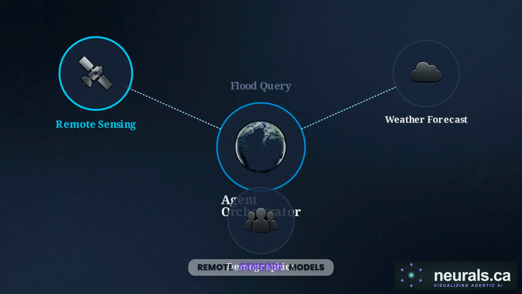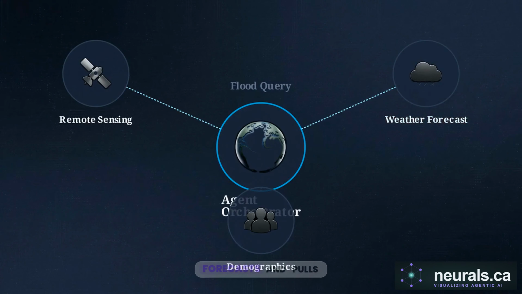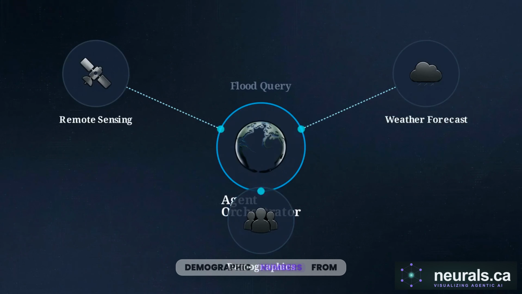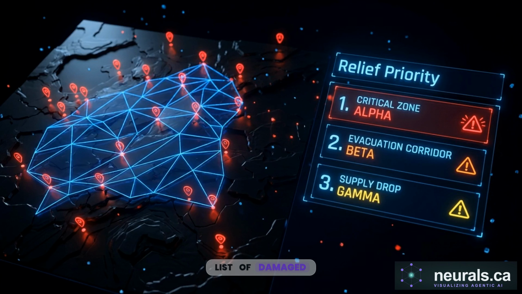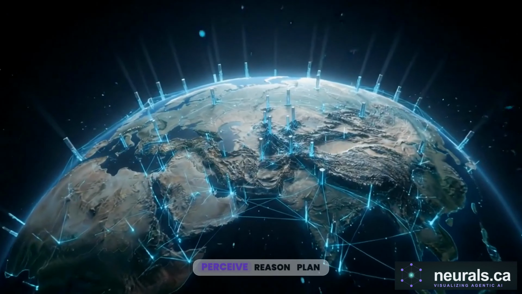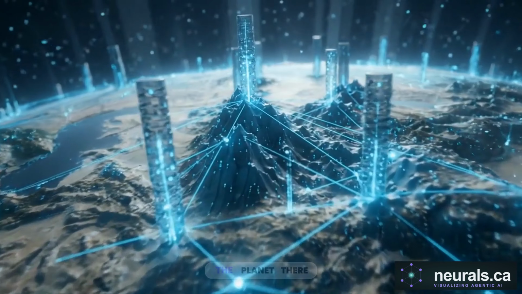It pings remote sensing models for flood extents, queries weather models for upcoming rain forecasts, and pulls demographic numbers from population databases, all simultaneously. In the fusion phase, the agent combines these separate data streams into one coherent output, returning a list of damaged buildings, a verified flood polygon, and a precise ranked list of where relief efforts should go first. It is a complete perceive, reason, plan, and act loop applied to the physical surface of the planet.